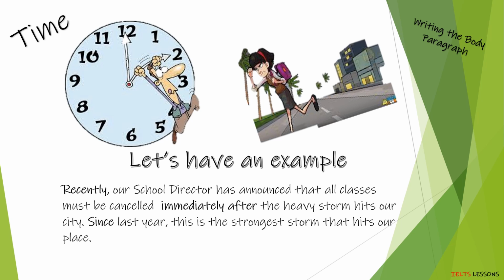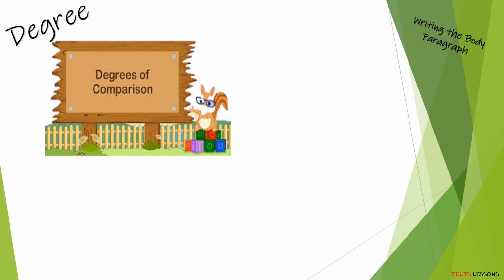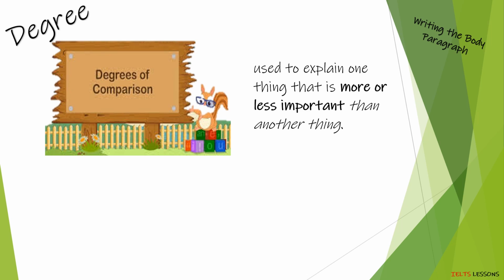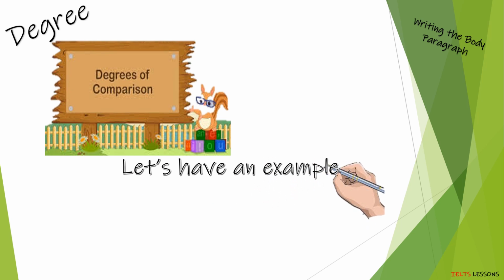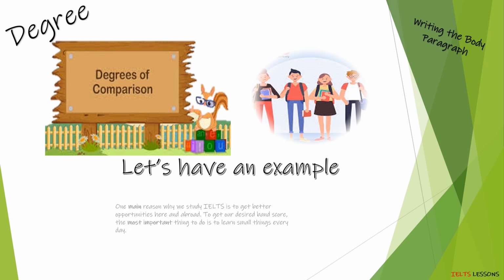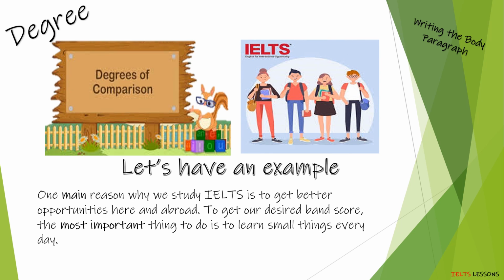Now let's move on to transition words and phrases to describe the extent of something, that is degree. The transition words of degree are used to explain that one thing is more or less important than another thing. Our example body paragraph here says, one main reason why we study IELTS is to get better opportunities here and abroad. To achieve our desired band score, the most important thing to do is to learn small things every day. Again, we have used here the transition words main and most important. Again, this is used to present degrees of comparison.